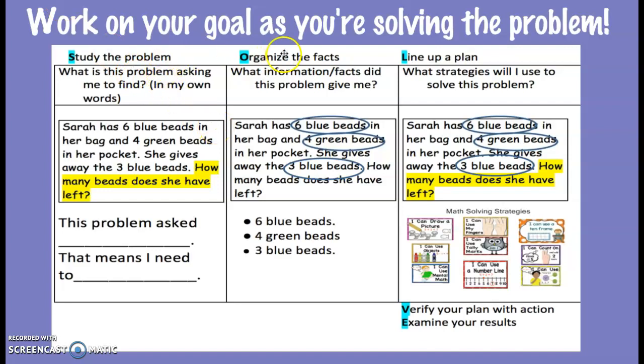Remember to work on your goal as you are solving a problem. Maybe you need to study the problem and underline the question. Maybe you need to organize your facts, line up your plan. Whatever you feel that you need to work on, you can work on. The goal that your teacher may have given you, you can work on that. But just make sure that as you are solving the problem, you have a goal in mind.